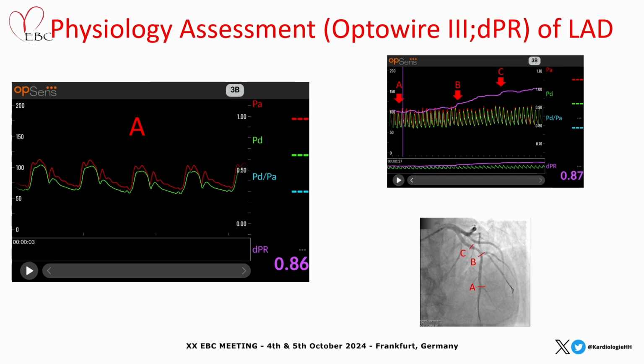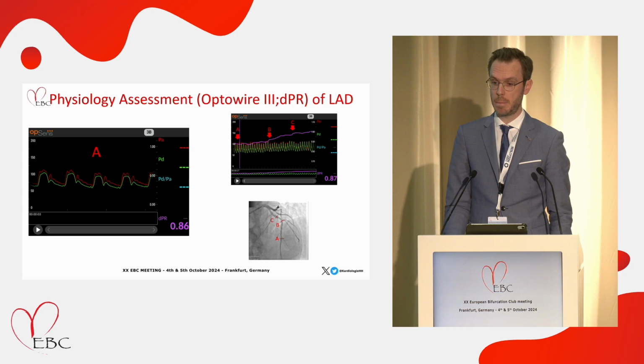When we did a physiology assessment of the LAD, we have a pathological value of 0.86 in the distal LAD. It's marked with an A. And in the pullback, you can see 2 slight jumps. The biggest jump is B at the level of the bifurcation, and then normalizing up to C in front of this diffuse disease in the mid-LAD.